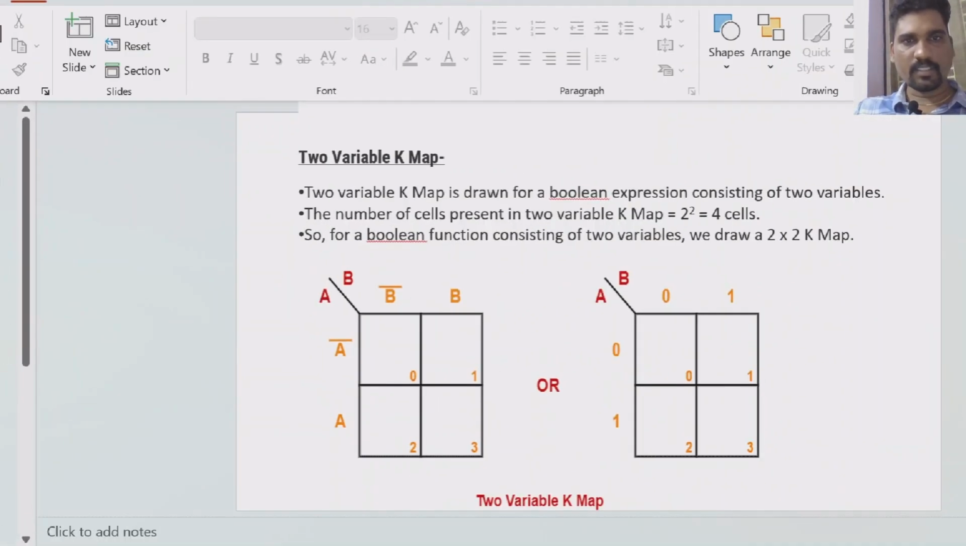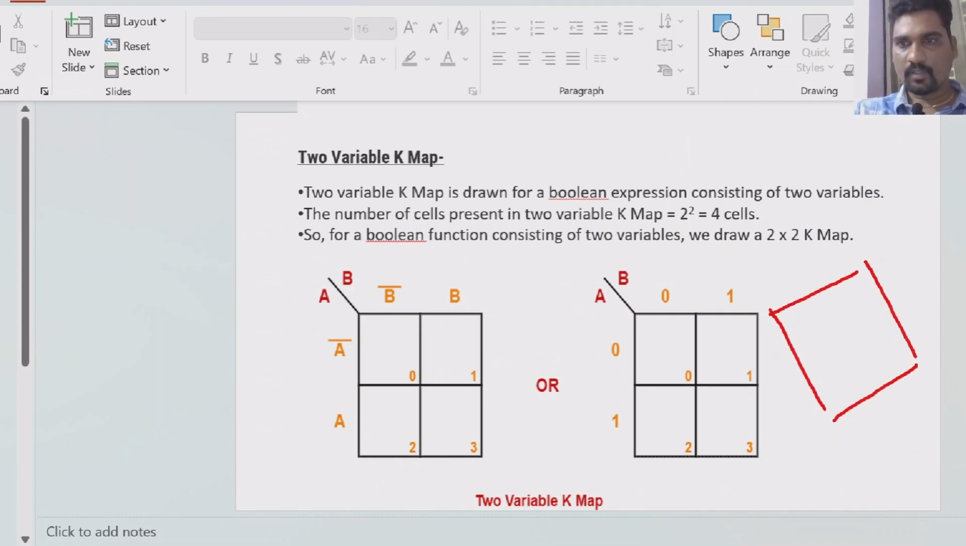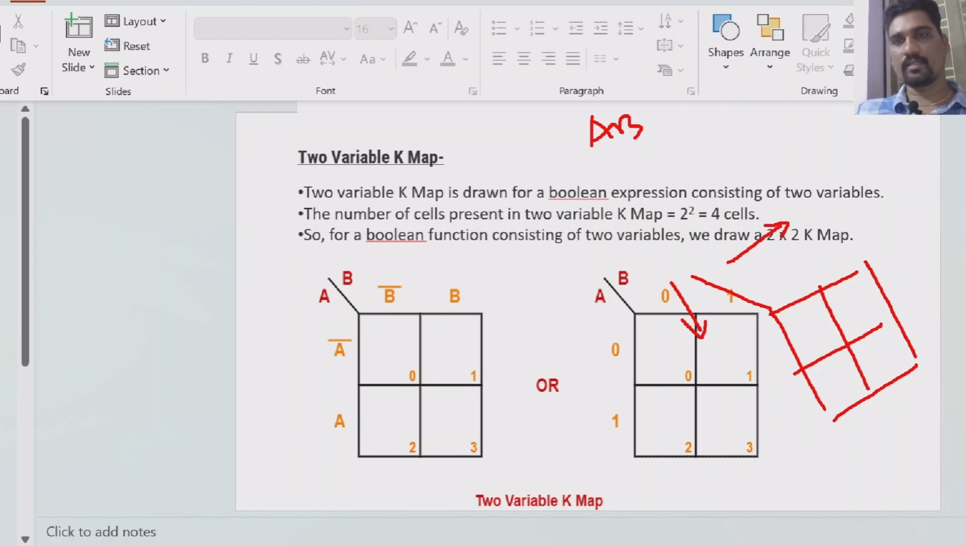First we will see the representation of the two variable K-map. I am considering the two variable K-map like this. Two variables means two inputs. One input is A, another input is B. We need to mention that here. One variable we mention in this direction, and the other variable in this direction. The first variable is A, so here I write A, and here I write B. If we consider the single variable A, the possibilities are either 0 or 1. So this 0 is for this cell, and 1 for this cell.